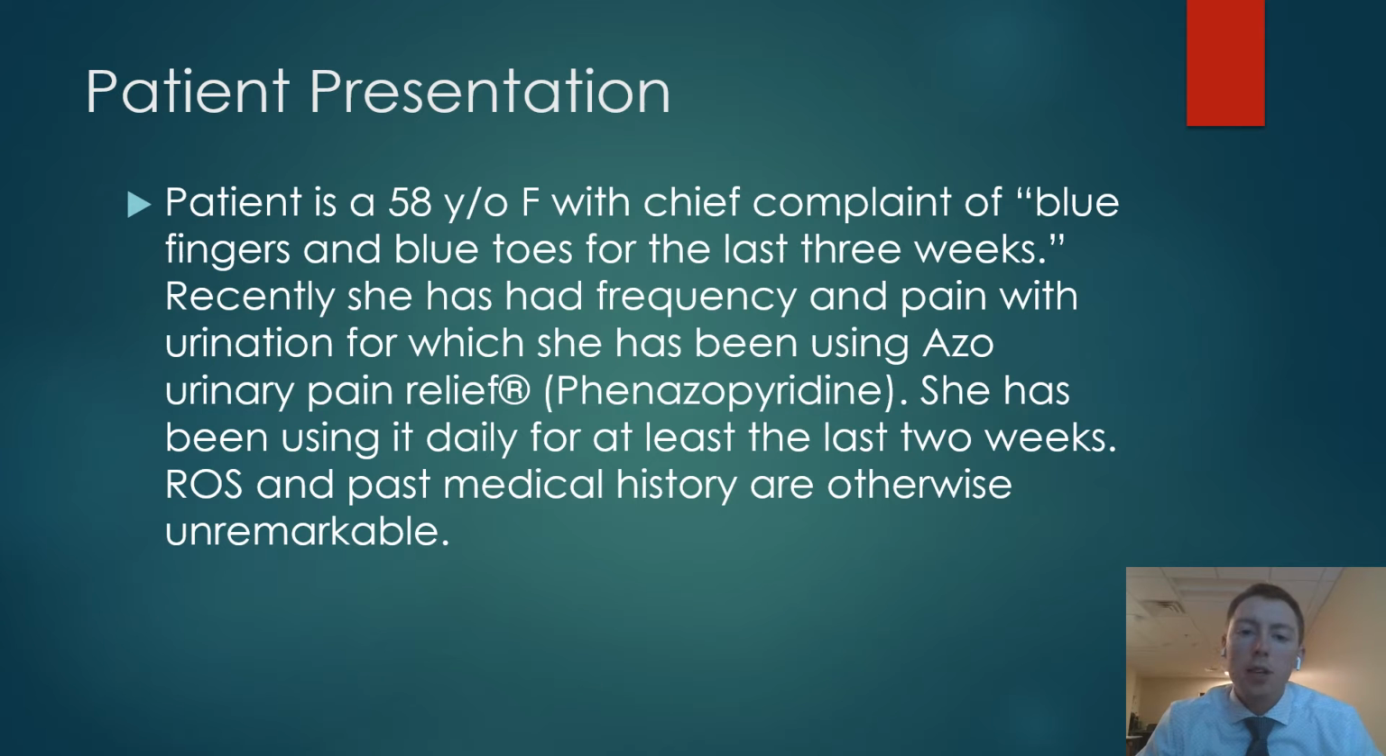My patient presentation was a 58-year-old female that presented with a chief complaint of blue fingers and blue toes for the last 3 weeks. Recently, she did have some pain and frequency with urination, and she had been using Azo urinary pain relief, or phenazopyridine, an over-the-counter urinary pain relief agent. She'd been using it daily for the last 2 weeks, almost 3 times per day. Her review of systems was otherwise unremarkable, and her past medical history was also unremarkable. Notably, she had no history of cardiac disease or respiratory dysfunction.